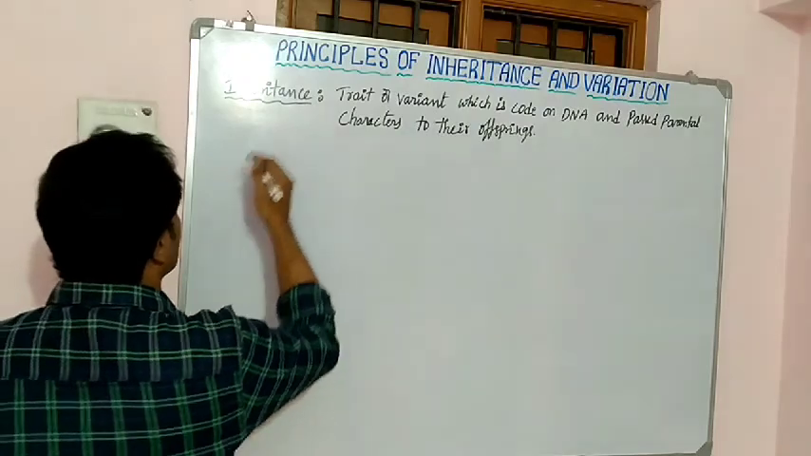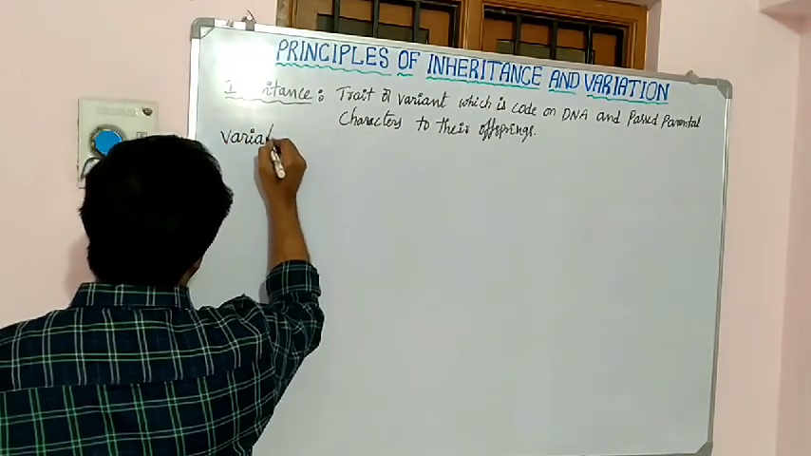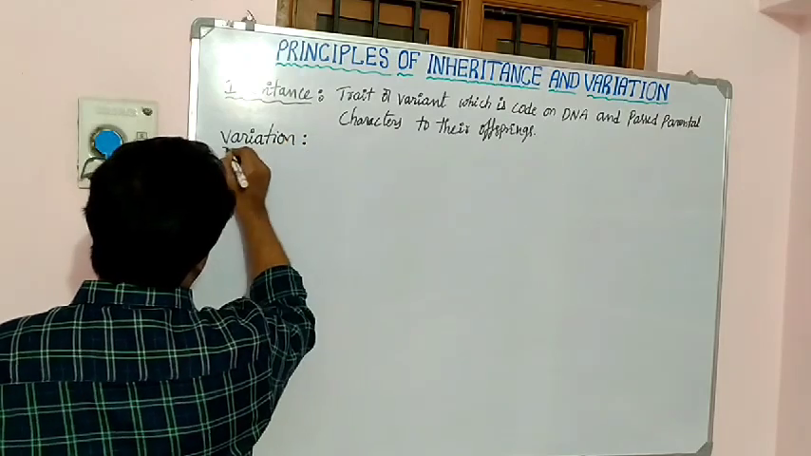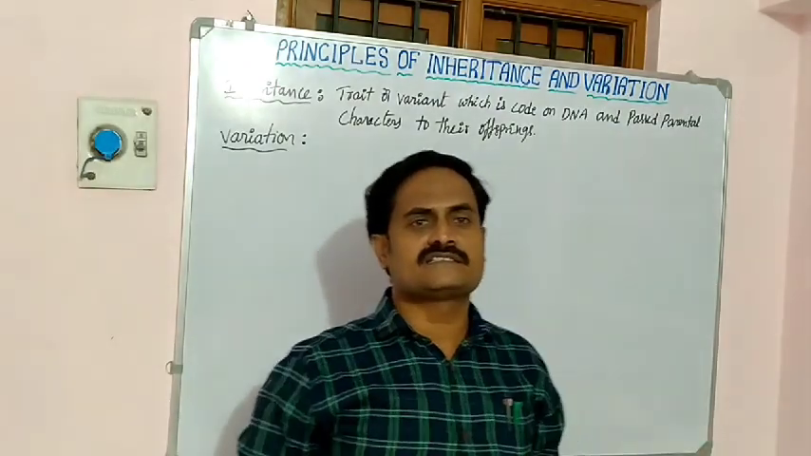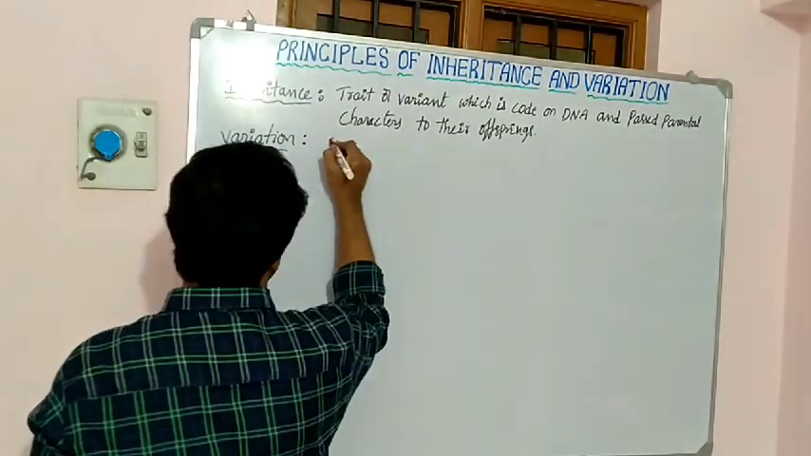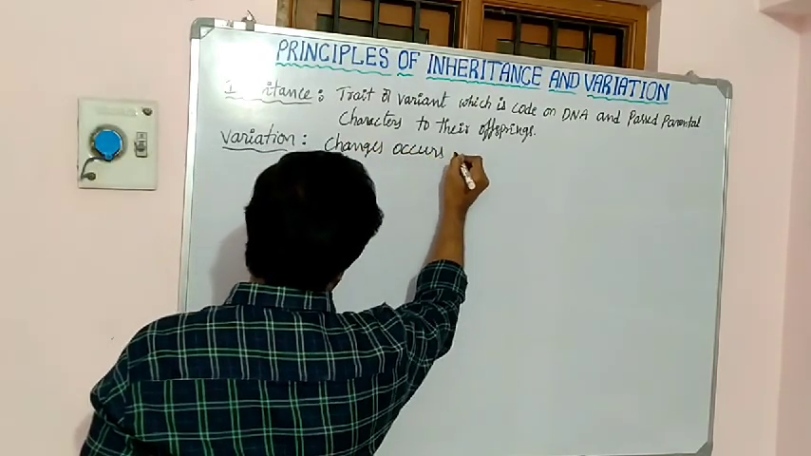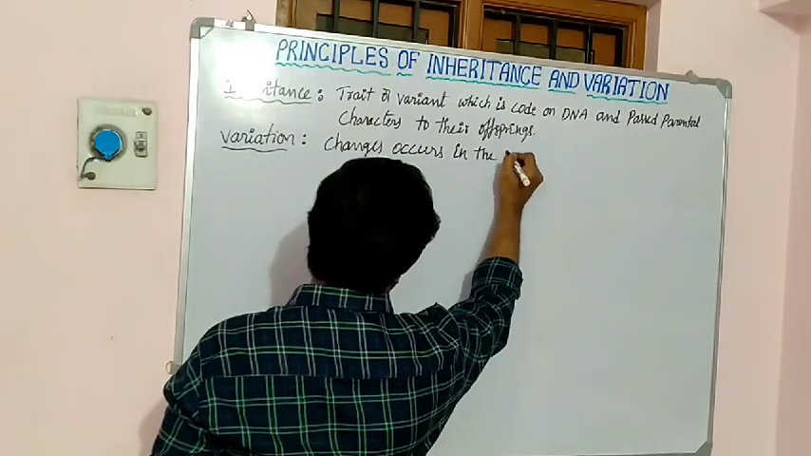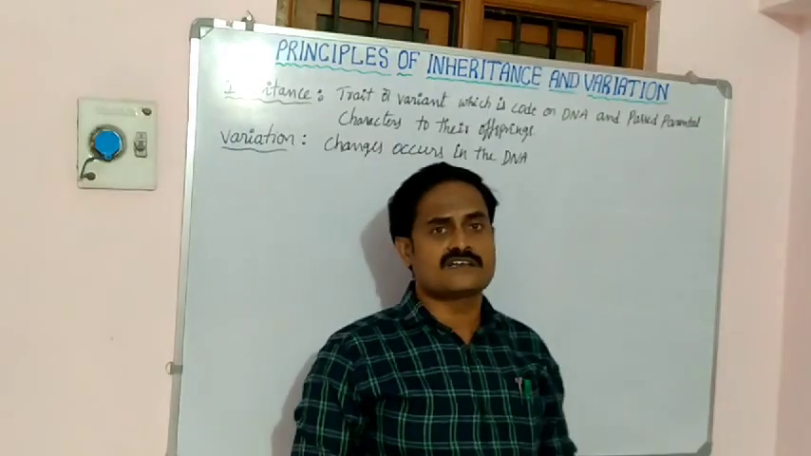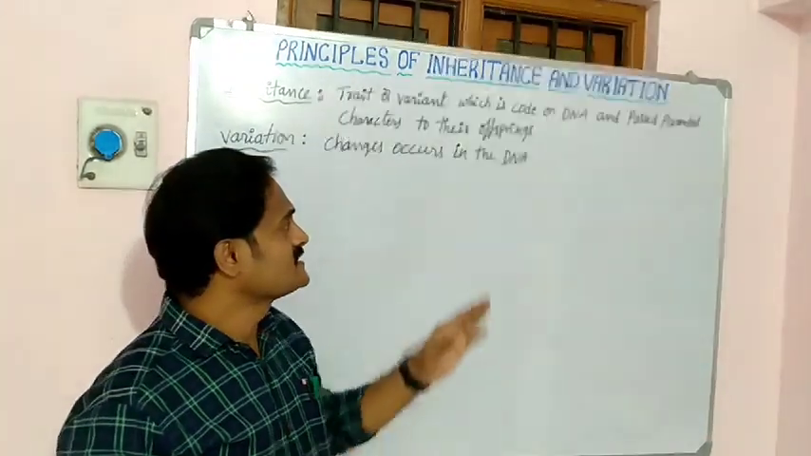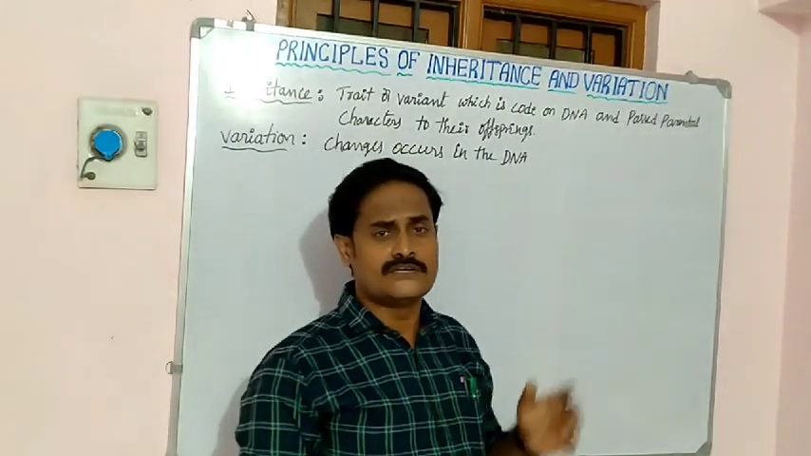Next we are coming to variation. What is variation? See, variation means change. The changes occur in the DNA. So when changes occur in the DNA, new characters also evolve in the new generation.